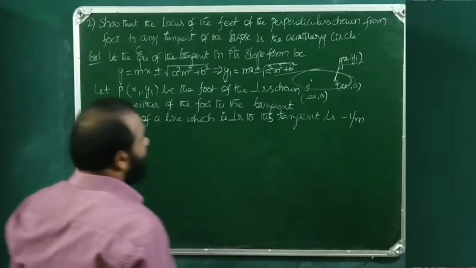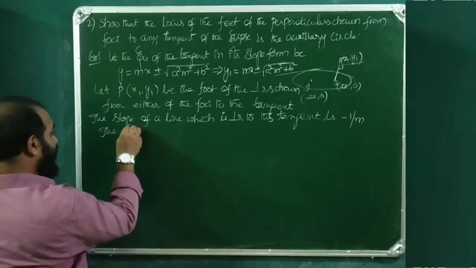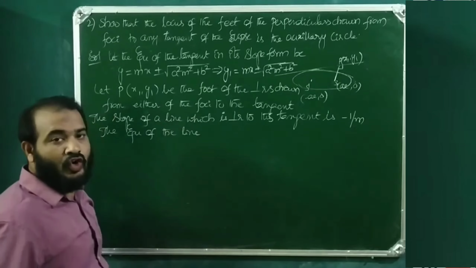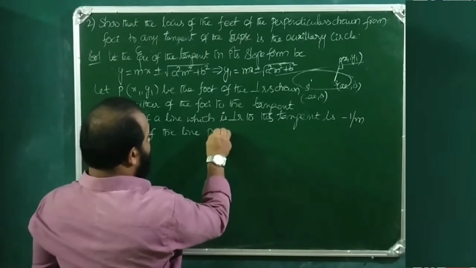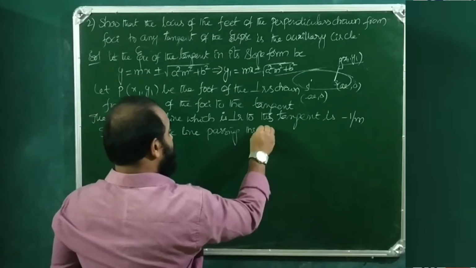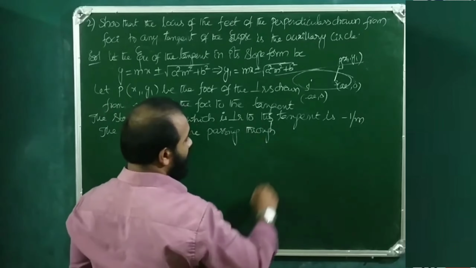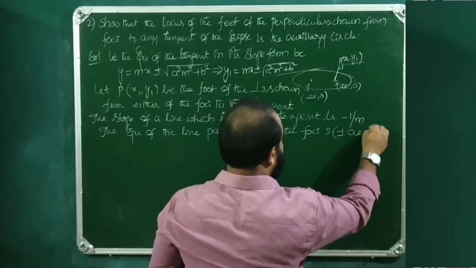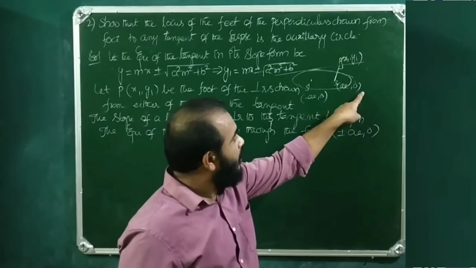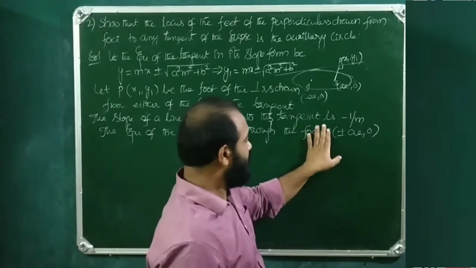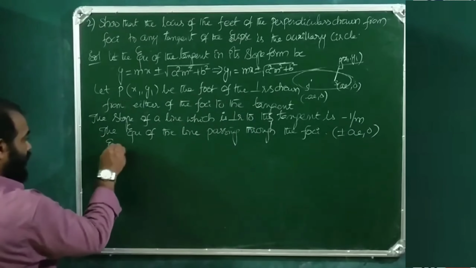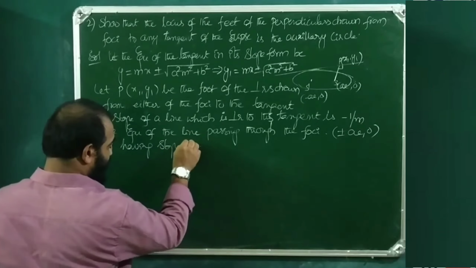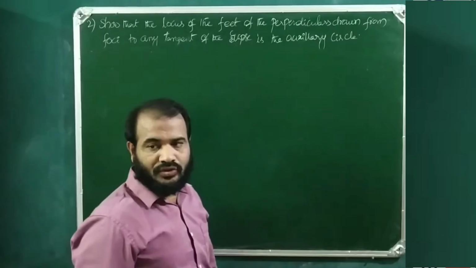So this minus 1 by m is the slope of this line which is perpendicular to this tangent. So the equation of the line passing through the foci S (AE, 0) and S dash (minus AE, 0), and having slope minus 1 by m, is true.